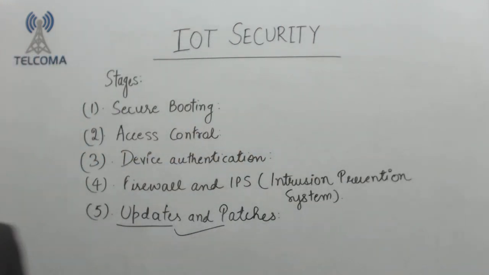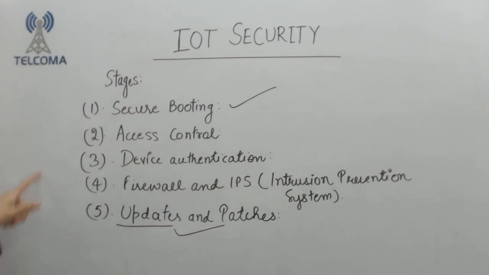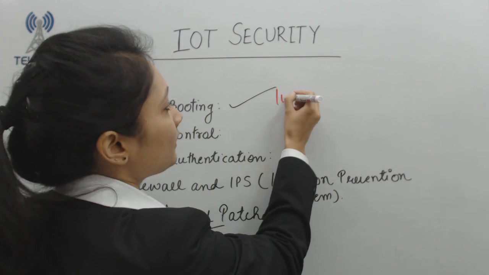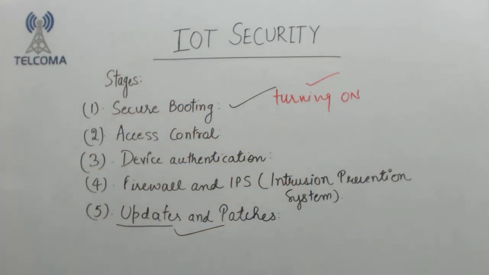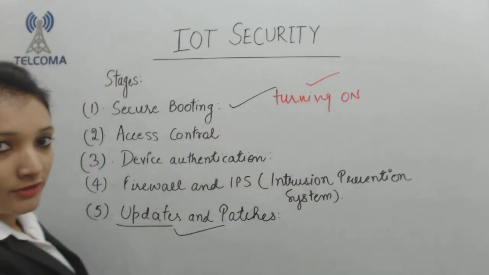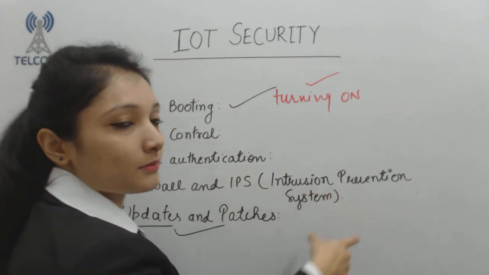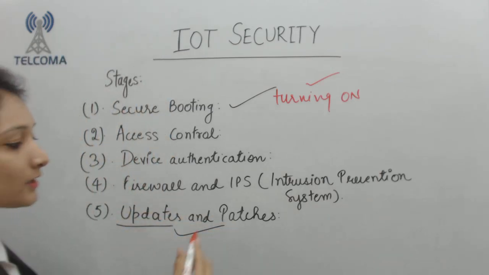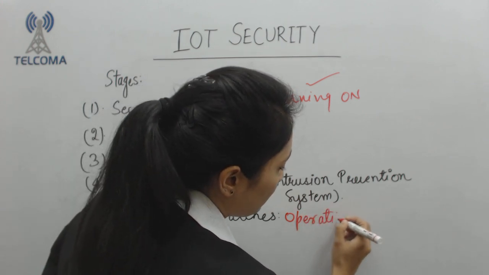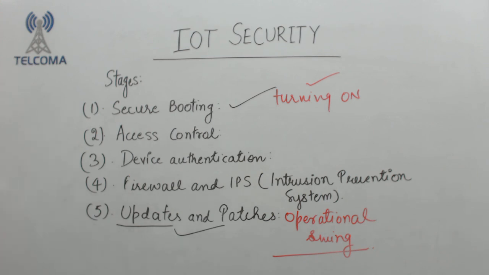So these are the various steps which we need here for implementing a secure Internet of Things environment, starting from the secure booting. This demonstrates the complete life cycle for your system: when you have a device and you are turning it on, from this stage your security process begins. It means from the booting, then your access control for your systems, then the authentication of the various devices which are plugged into the network, then the firewall systems and the IPS systems for preventing malicious payloads, and then the updates and the patches. That means when your network is in full operational swing, these security-related activities are going on.